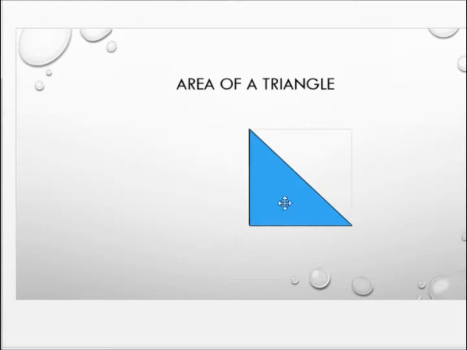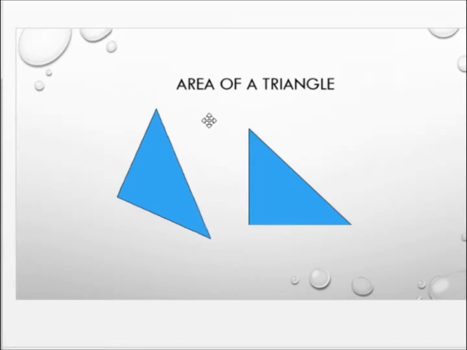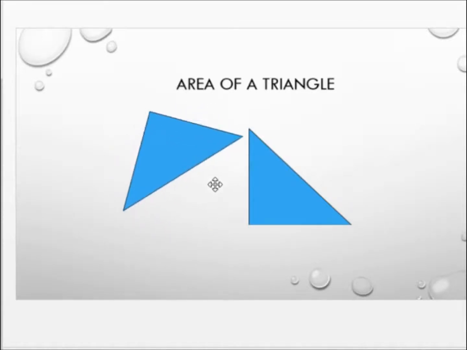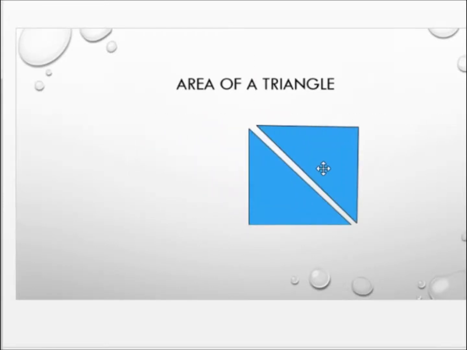Okay, with a little playing around with my recording software, I think I've managed to visually demonstrate that the area of a triangle is half the area of a rectangle. Okay, I hope you found that visually convincing.